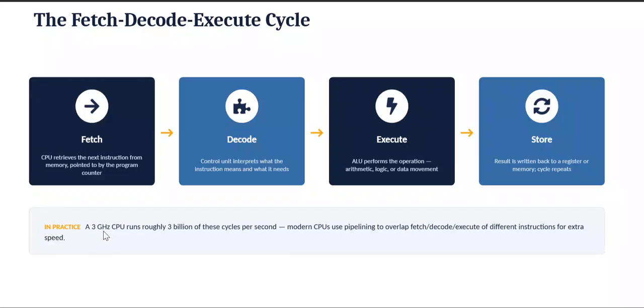In practice, a 3 GHz CPU runs roughly 3 billion of these cycles per second. Modern CPUs use pipelining to overlap fetch, decode, and execute of different instructions for extra speed.